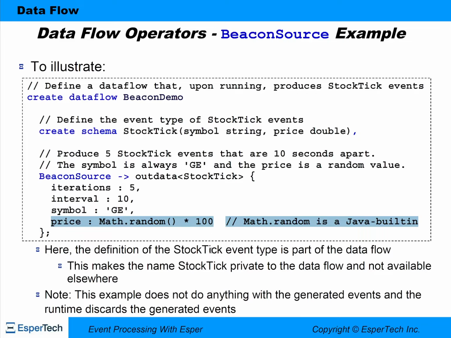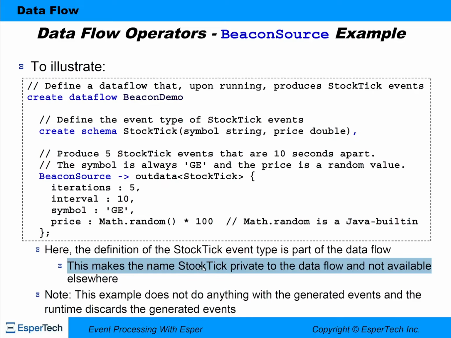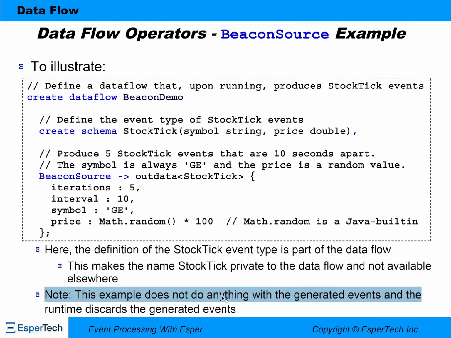Here, the definition of the stock tick event type is part of the data flow. This makes the name stock tick private to the data flow and not available elsewhere. Note, this example does not do anything with the generated events and the runtime discards the generated events.